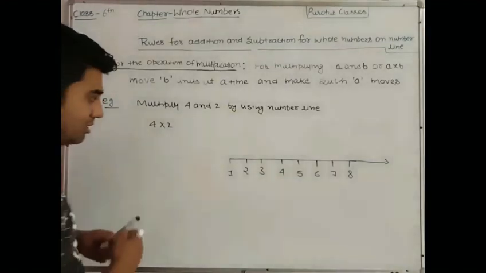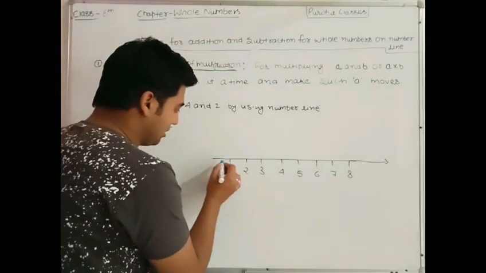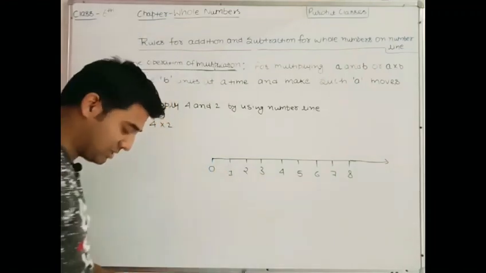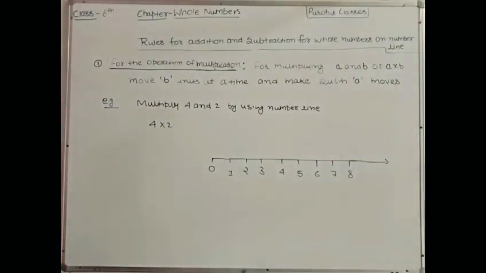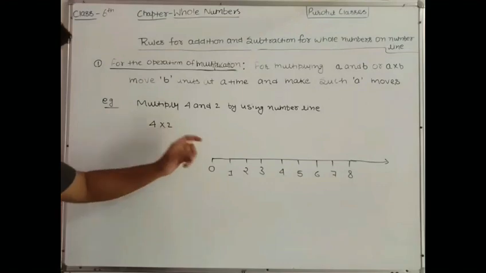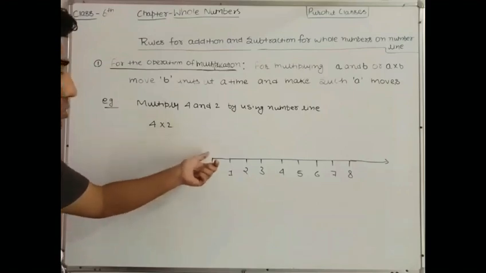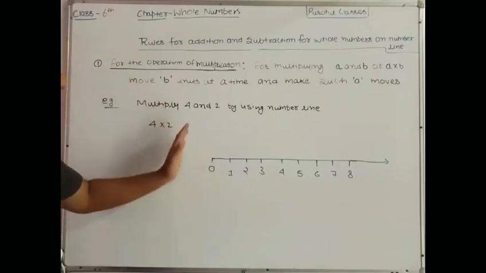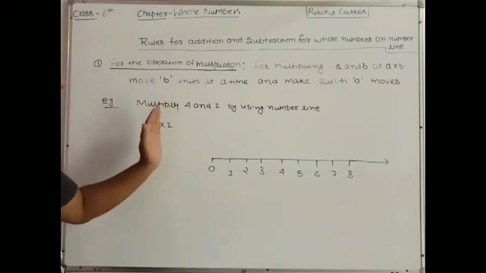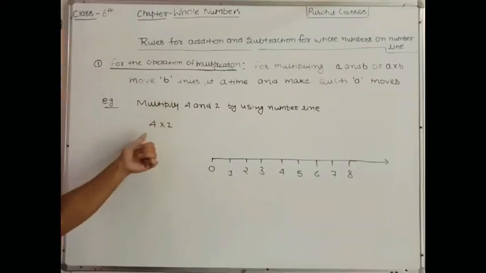Oh sorry, I made a mistake. Sorry, I was mistaken. Here 0 should also be there. Okay, now let's see what we have to find out. We have to find out the product of 4 multiplied by 2. So at a time I will have to move 2 units, and how many moves do I have to make? I have to make such 4 moves.